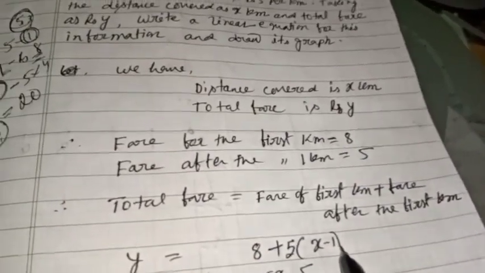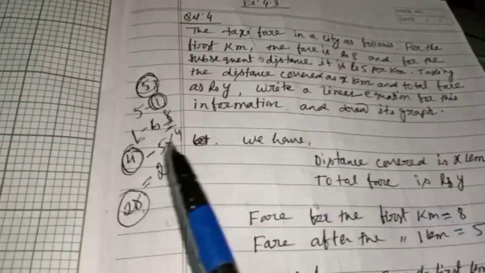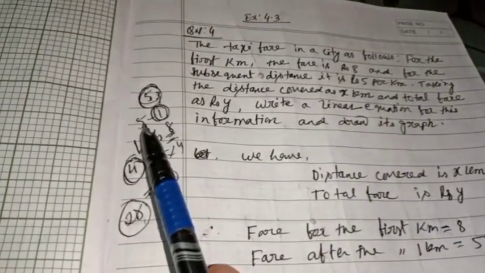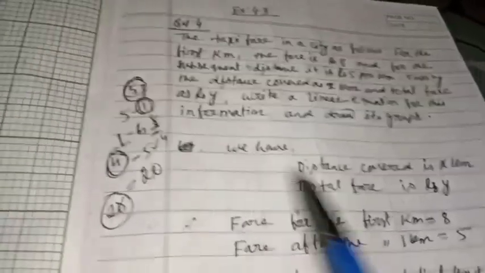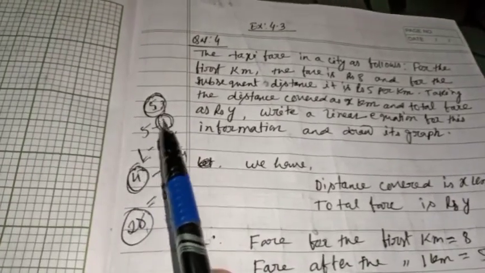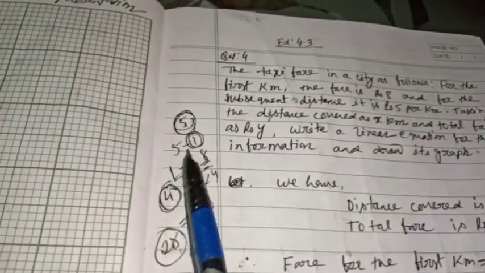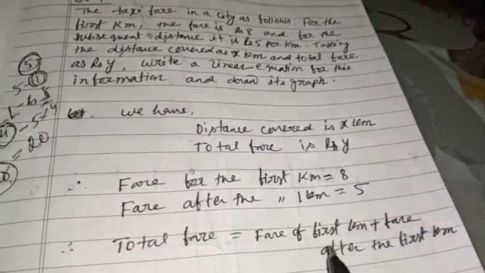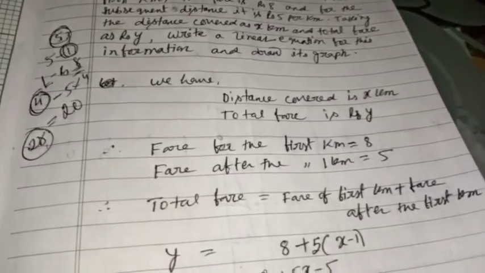See, x minus 1. Whenever you subtract 1 from 5, how much is left? 4. Then 4 is multiplied with what? 5. Here 1 is subtracted from x, and the result is multiplied with 5. Here the total distance is 5 and the fare is rupees 5 per kilometer; that was our example. Understood? So here 5 is the total distance, here x, so x minus 1, and the fare is 5.